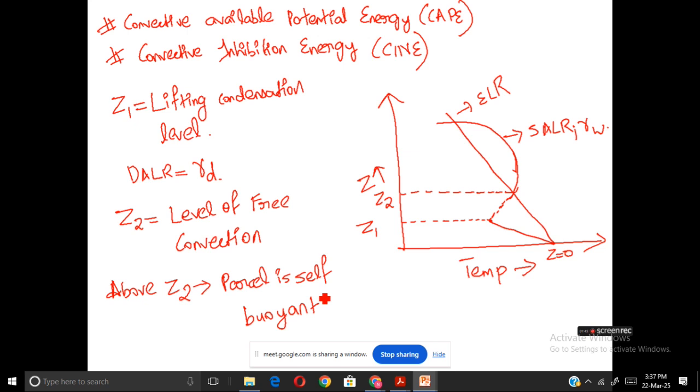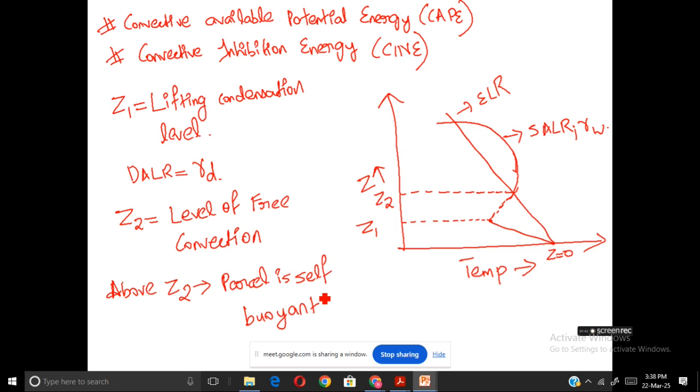And after Z1, if the parcel is undergoing further ascent, even above the lifting condensation level, it means condensation will start occurring in the parcel. So now when condensation starts occurring, the parcel will start moving along the saturated adiabatic lapse rate, which is less than the dry adiabatic lapse rate, because there is an additional supply of heat due to the conversion of water vapor into water.